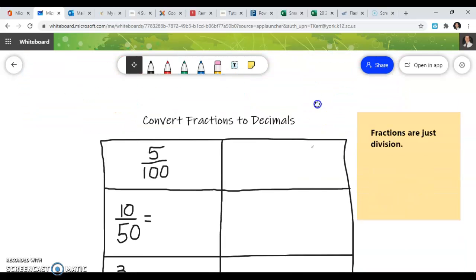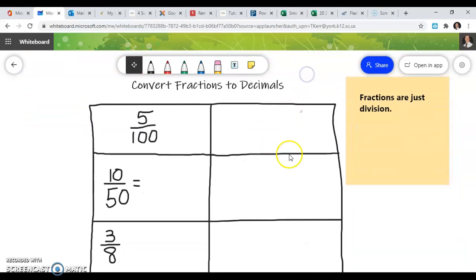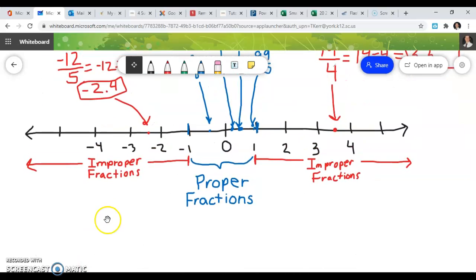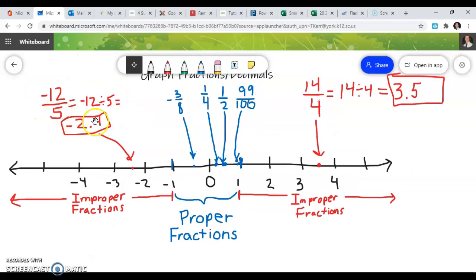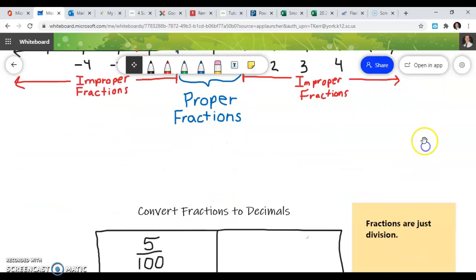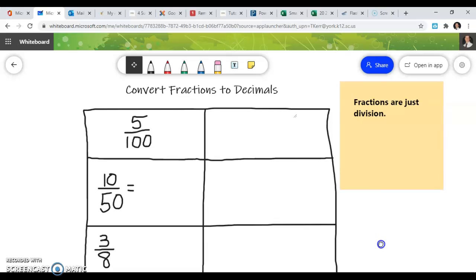So lastly is how to go back and forth between fractions and decimals. So some people are like, Mr. Kerr, I really don't like fractions as much, and that's okay. I get that. And what we can do is if we use the fact that fractions are just division, we can convert any fraction into a decimal. And so just like you saw up here, -12/5 is the same as -2.4, and 14/4 is the same as 3.5. Any fraction can be made into a decimal by just dividing.